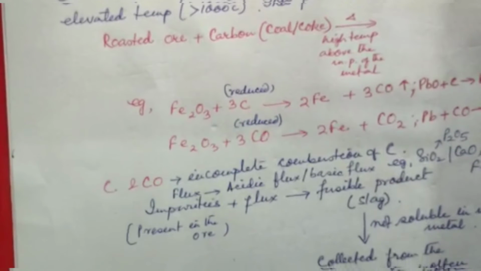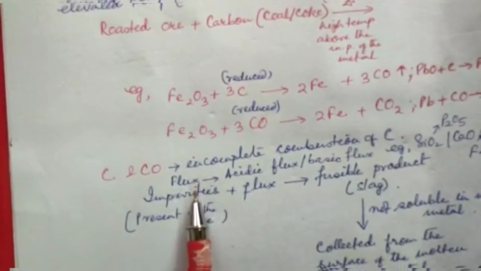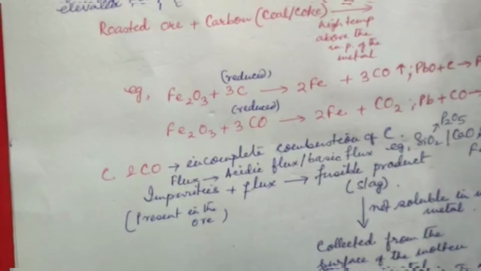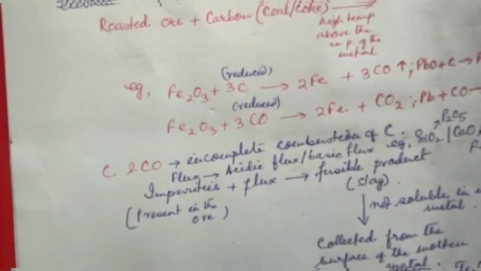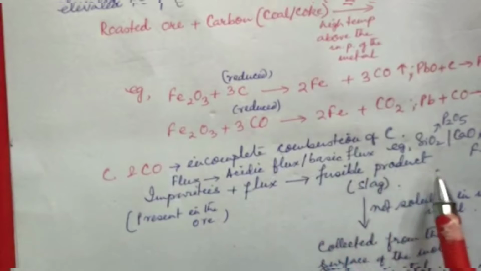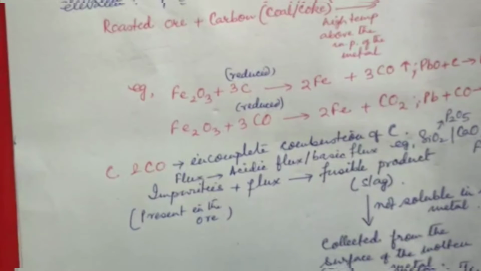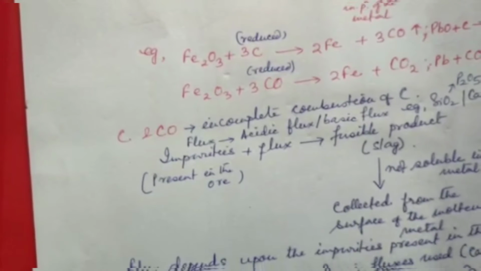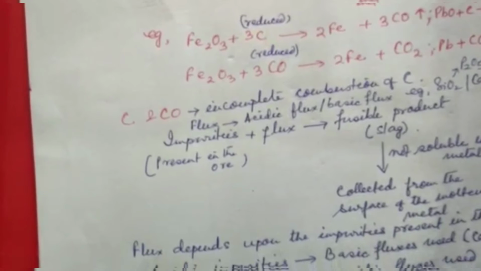During the reduction, an additional substance, called flux, is added to the ore. It may be acidic flux or basic flux. When the impurities present in the ore combine with flux, it can give a fusible product called slag. This slag is not soluble in molten metal. Being lighter, it can be easily skimmed off from the surface of the molten metal.